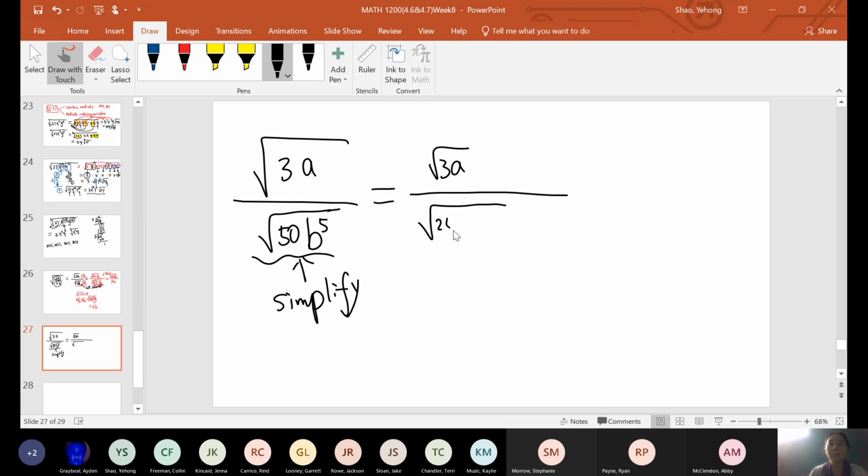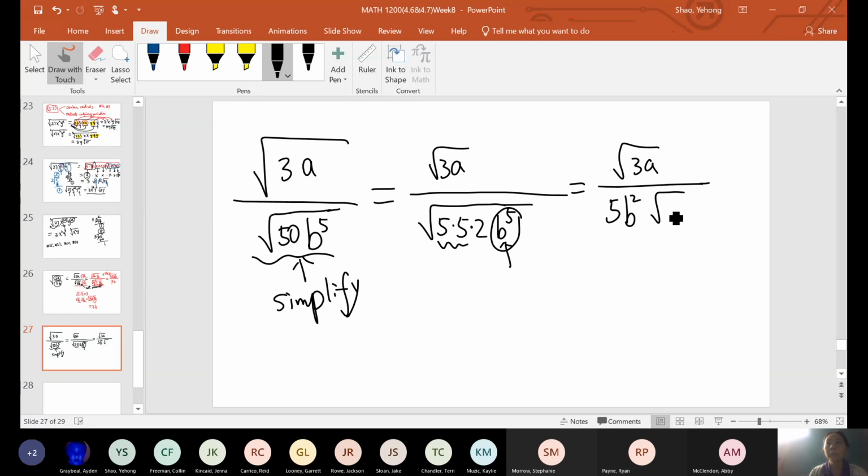So 50 is 25 times 2. Let's just go ahead and write down 5 times 5 times 2. B to the fifth, you can leave as it is, because we can simplify that by seeing how many pairs of b we can get. So 2 copies of 5 can come out to get a 5. B to the 5th is exactly b squared. 5 b's can be divided into 2 pairs at most with 1 left over. So we're going to have a 2 left and a 1b left.